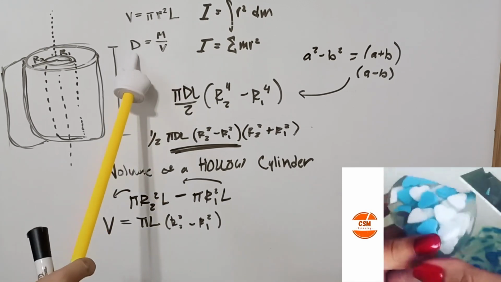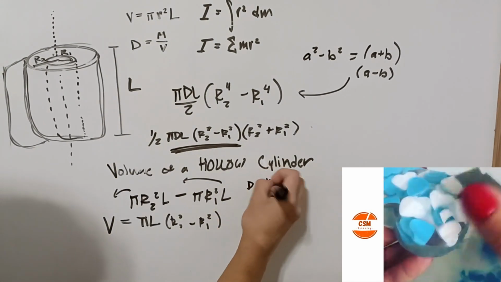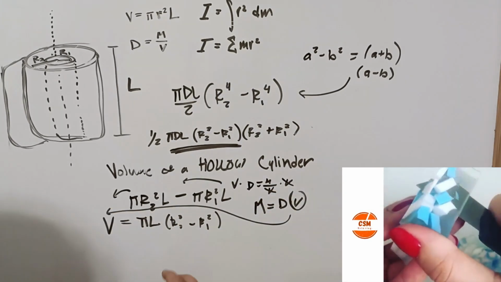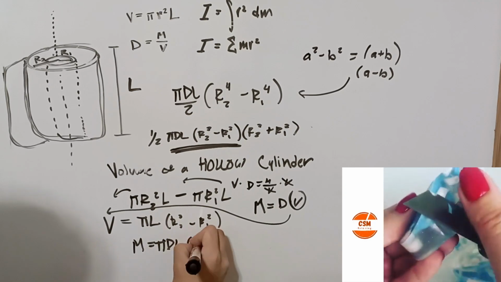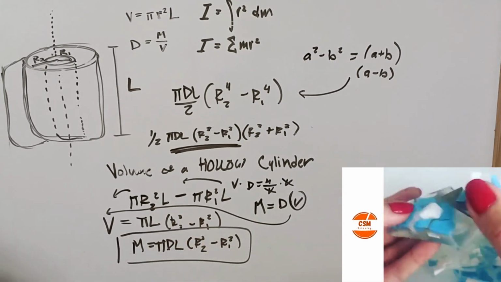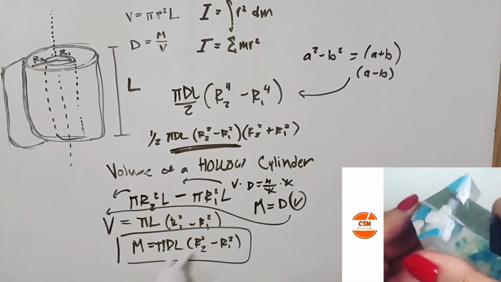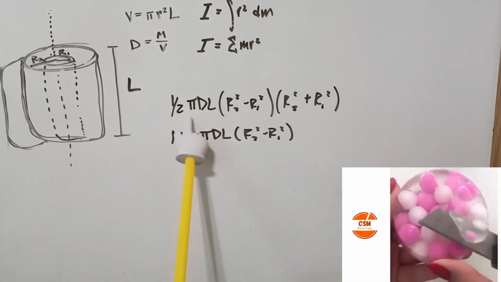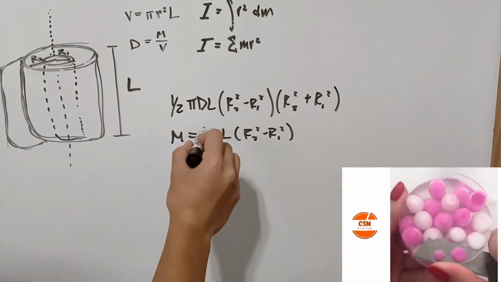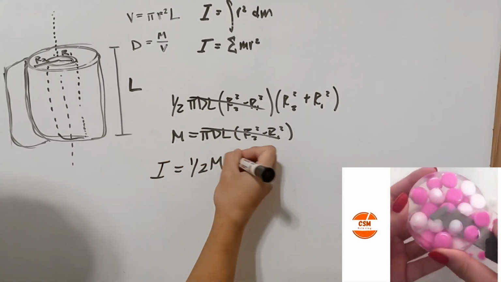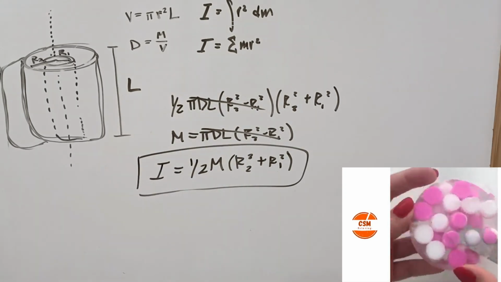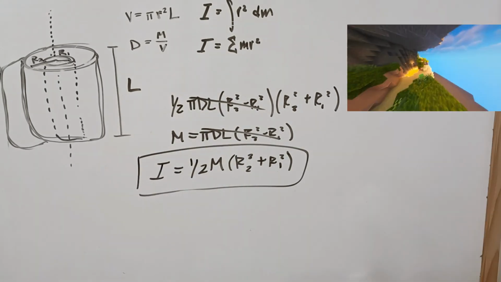We can simplify this further by referring back to our density equation that we rearranged, where mass is equal to density times volume. Plugging in volume for what we just solved for, you would get mass is equal to pi dl times r2 squared minus r1 squared. We can finally sub in this equation for what we had in our moment of inertia equation. And when we do, we're left with the moment of inertia of a hollow cylinder is equal to 1/2 times the mass times r2 squared plus r1 squared.